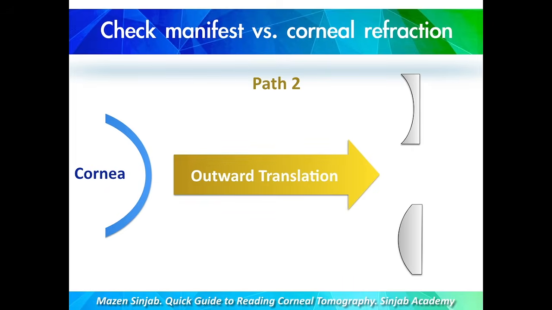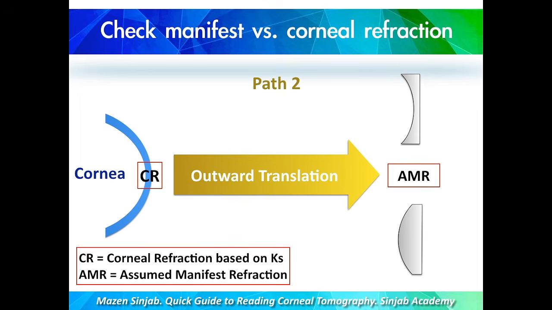Path 2. Outward translation. In this path, we are going to translate the power of the cornea based on K readings into something called assumed manifest refraction. And we do this by multiplying myopia by 1.2 diopters and hyperopia by 0.8.